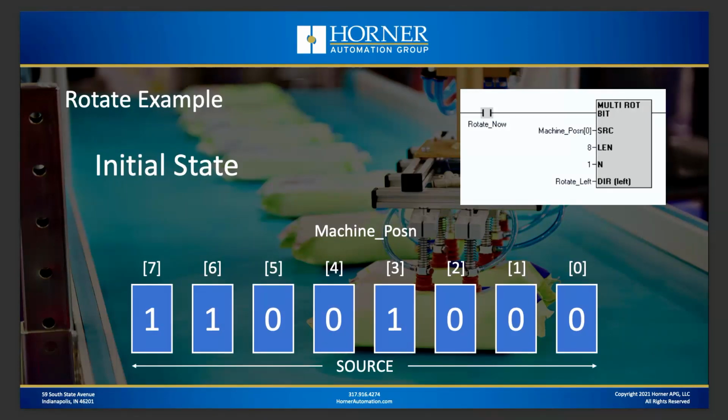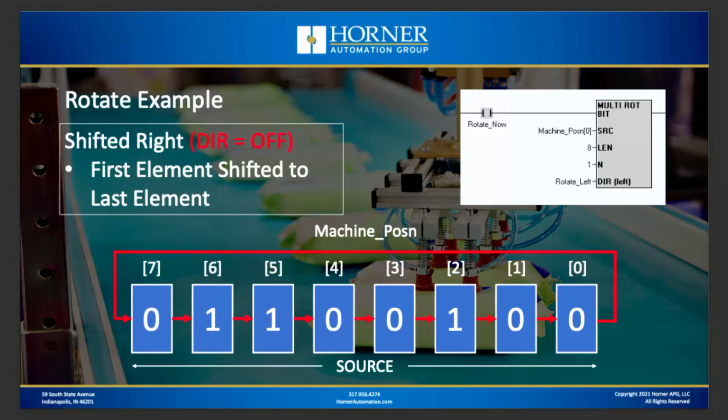Again, let's go back and take a look at that initial state. This time let's shift the other direction, where we shift right, making sure our direction input happens to be off. When we do that, everything shifts right from more significant to less significant, and then that bottom or first element doesn't have anywhere to go, so it rotates back around to the last element. So the rotate instruction is very similar to multi-shift, but it's a little simpler to deal with.